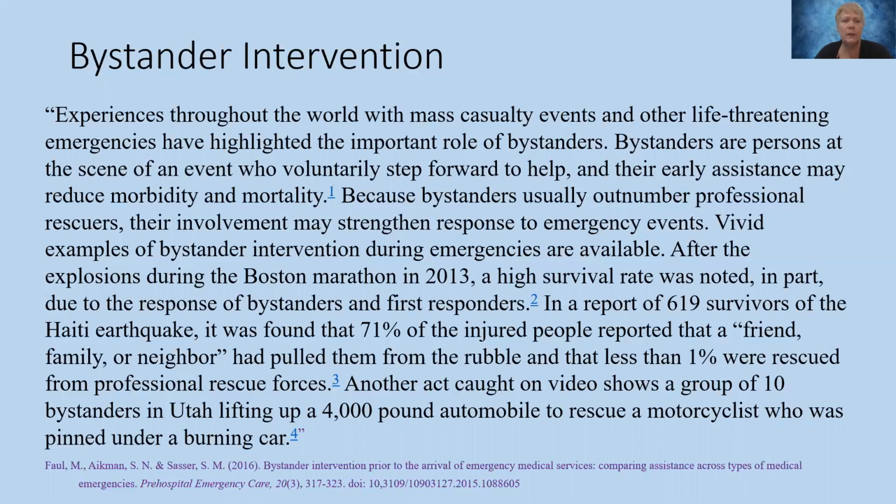Vivid examples of bystander intervention during emergencies are available. After the explosion during the Boston Marathon in 2013, a high survival rate was noted, in part due to the response of bystanders and first responders. In a report of 619 survivors of the Haiti earthquake, it was found that 71% of the injured reported that a friend, family member, or neighbor had pulled them from the rubble, and that less than 1% were rescued by professional rescue services. Another act caught on video shows a group of 10 bystanders in Utah lifting up a 4,000-pound automobile to rescue a motorcyclist who was pinned under a burning car. So indeed, bystanders can make a difference.